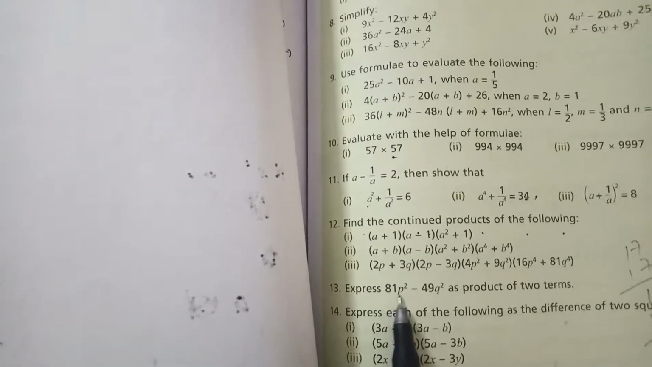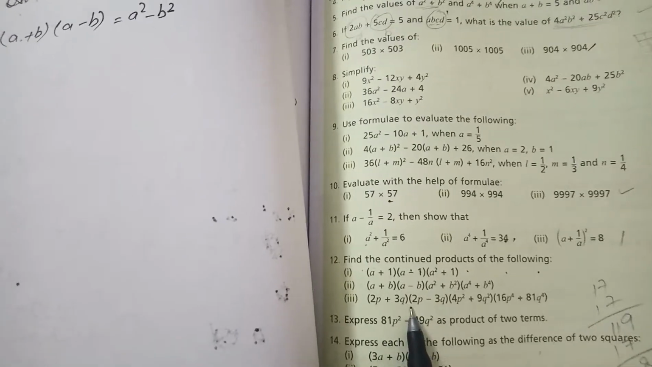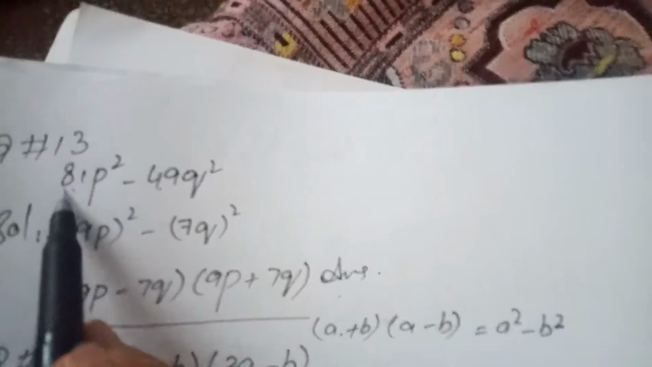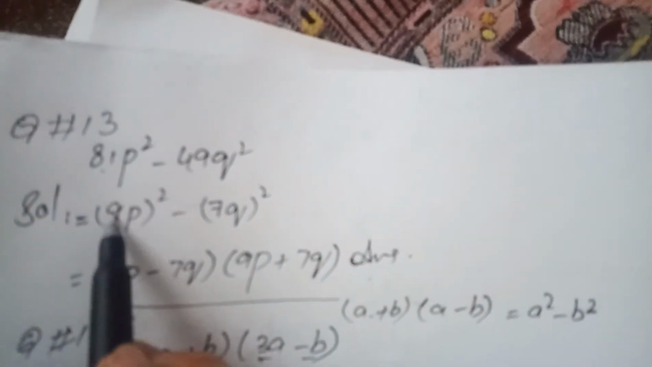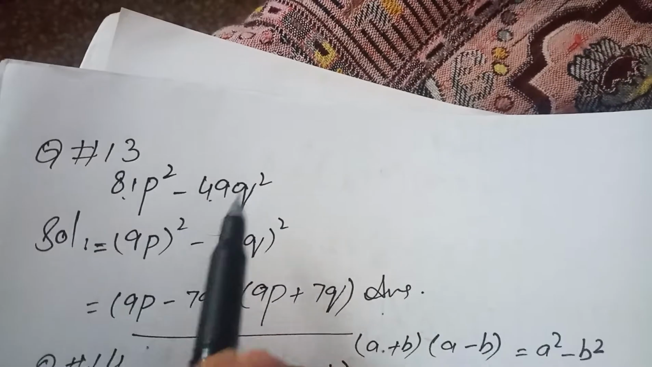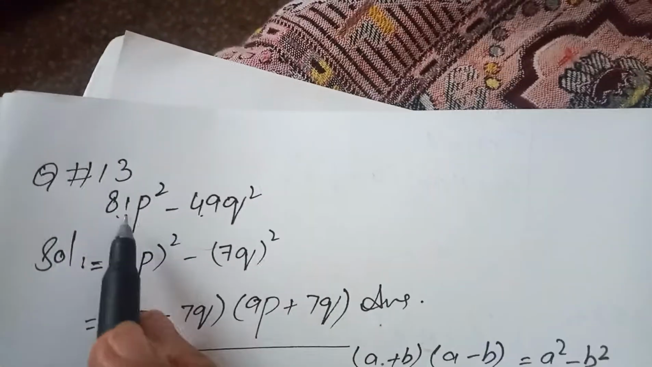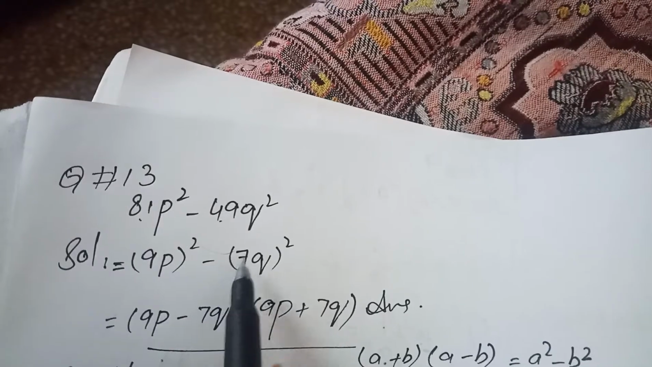Now come for the question number 13. You have to express 81p square minus 49q square as the product of two terms. This is the product of two terms, so we have to convert this one into this form. Here is 81p square minus 49q square. 81 is the square of 9, 9 9s are 81, and what is the number whose square is 49? 7 is the square root of 49. So you can write it as (9p) whole square minus (7q) square.